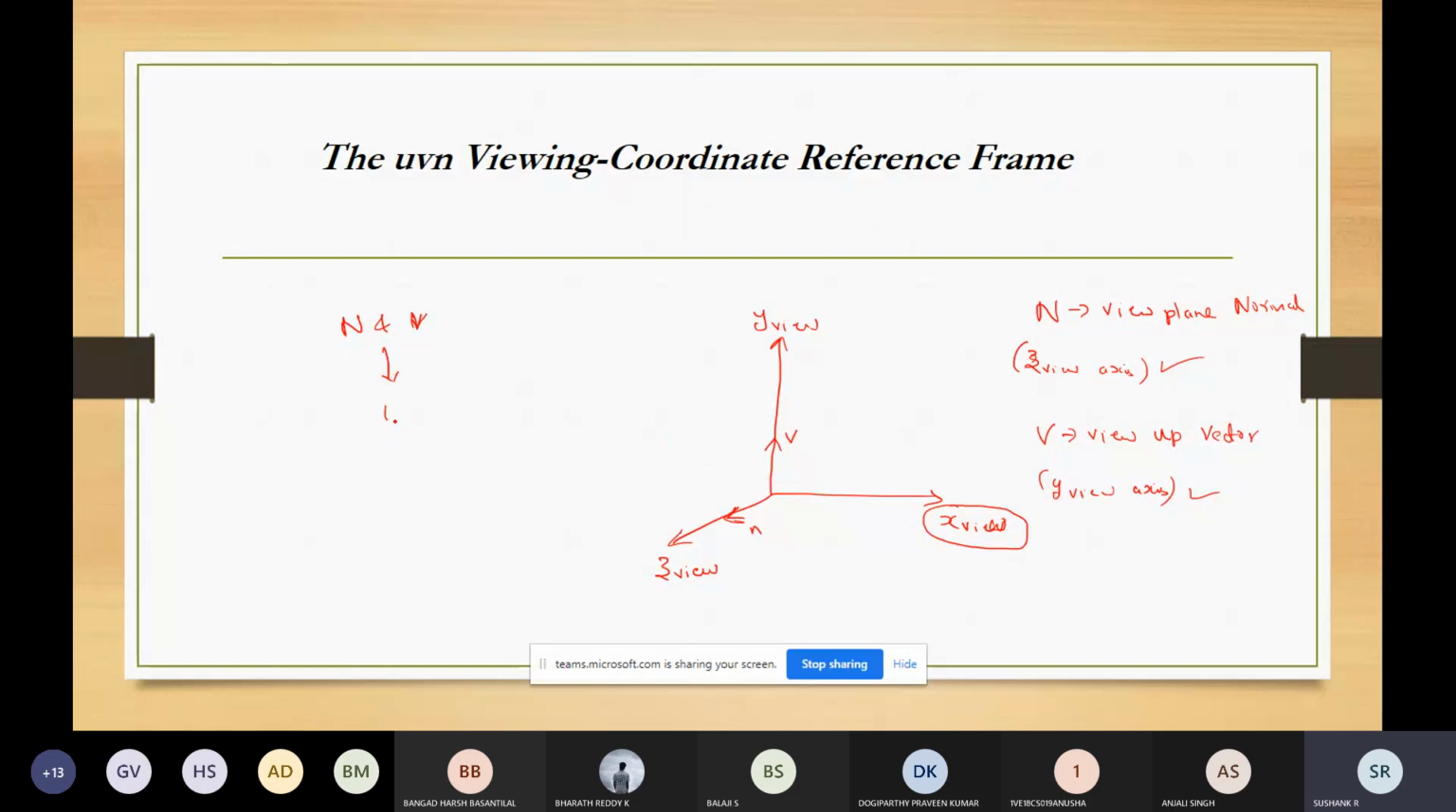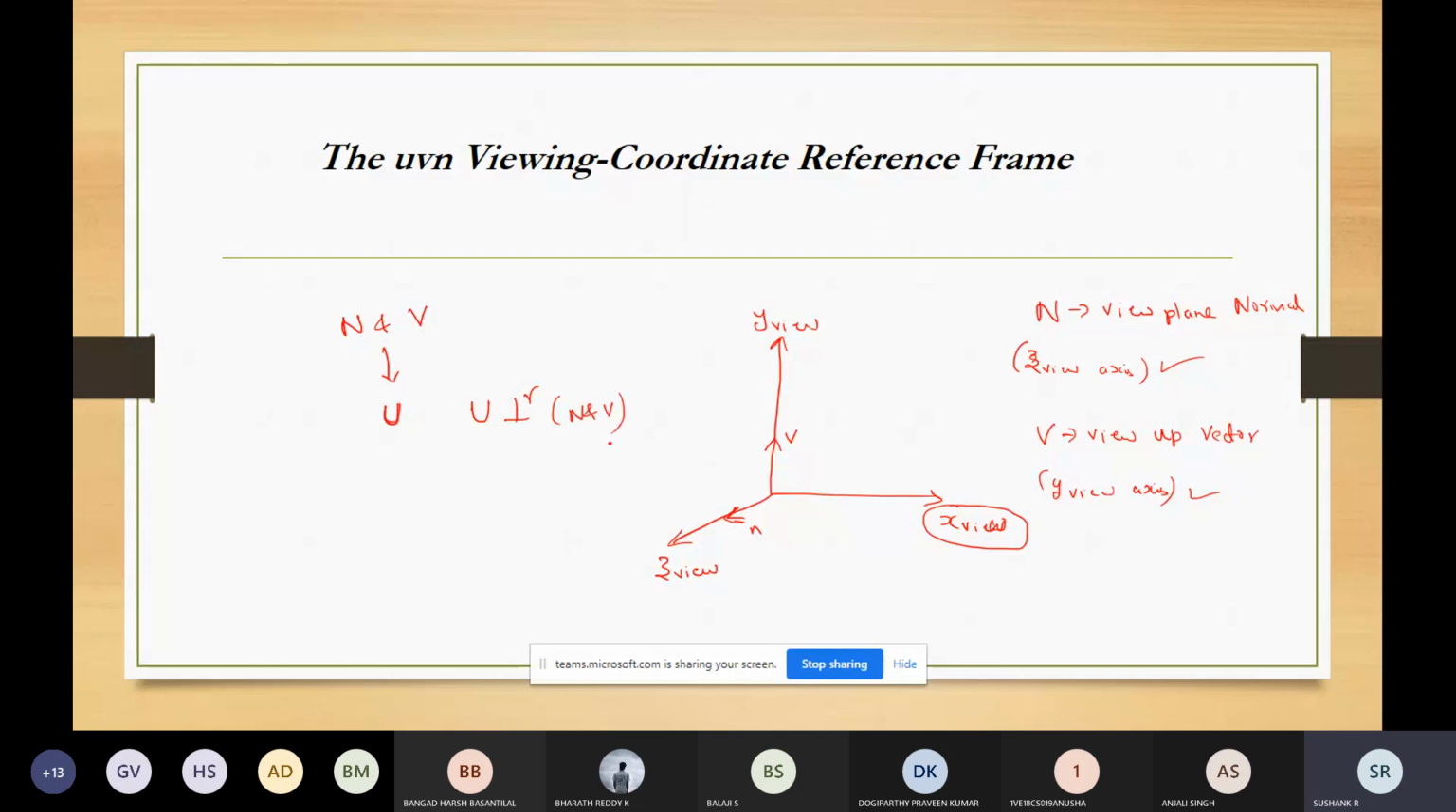We will call it U. N represents the direction for the Z axis, and V represents the direction for the Y axis. So using these two vectors, we can compute the direction for the other axis, which is the X direction. Using vectors N and V, we can compute the third vector, which is represented by U. This vector U is perpendicular to both N and V.